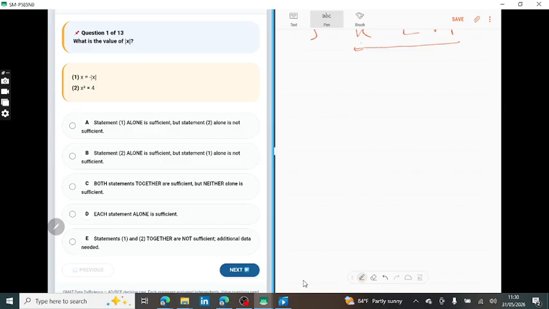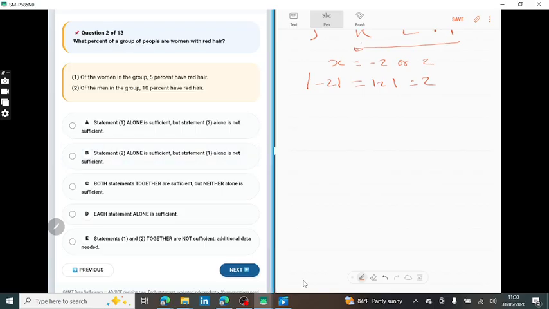What is the value of S? Okay, so B, because we have S equals minus 2 or 2, but the absolute value of minus 2 equals 2. So B. Next. Of the people in a group, what percent are women with red hair?